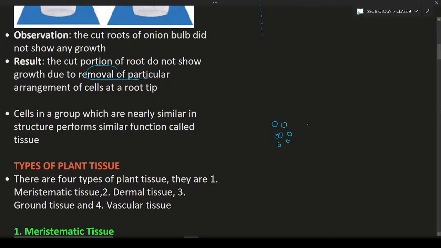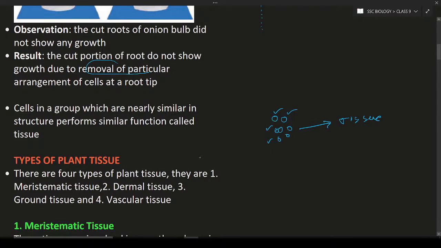The meaning of tissue is cells which have the same shape. See here, all the cells have the same shape, the same size, and they have the same function. In that condition, you can call them a tissue. What is tissue? The group of cells which have the same size, same shape, and same function is known as tissue. This is the meaning of tissue.